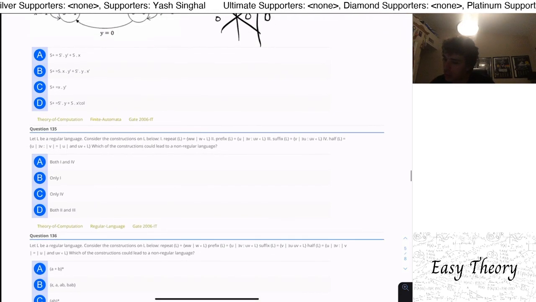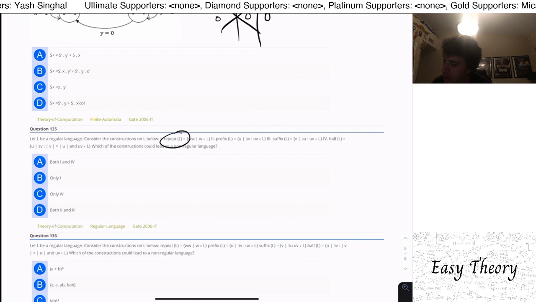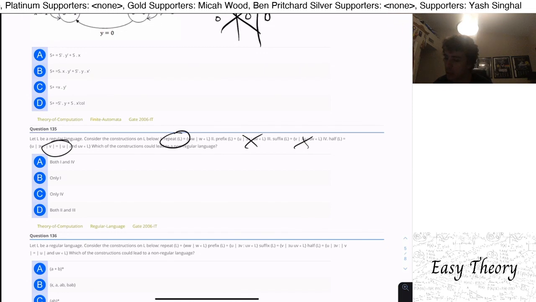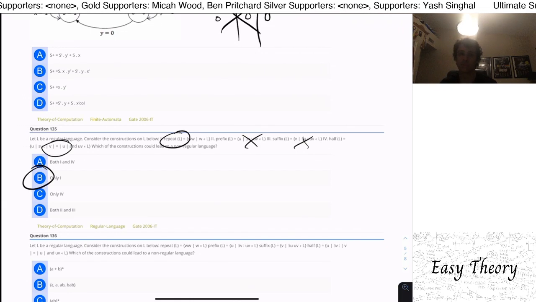Okay, let L be a regular language. Consider the constructions below on L. Repeat. So which one would lead to the non-regular language? So repeat can. So 1 can. 2 and 3 can't, because we've done those in an earlier question. Half. It turns out you can show that half of L is regular, so it's only 1 here. I might do that in a future video because it's actually quite complicated, but half of L, where L is a regular language, is regular.